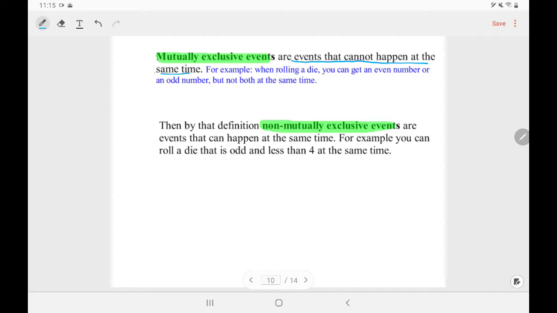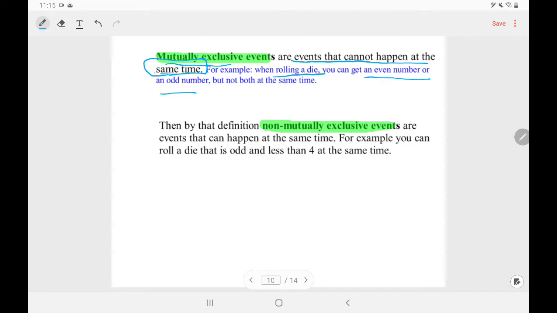For example, when I'm rolling a die, if I just roll it once, I cannot get both an even and an odd number. You can get either an even number or an odd number, but you can't get both at the same time. But with independent events, if I was rolling a die, I could get an odd number and an even number, but I'm not thinking about it as the same roll. So I'm not thinking about it as the same time. Mutually exclusive means one instance in time.